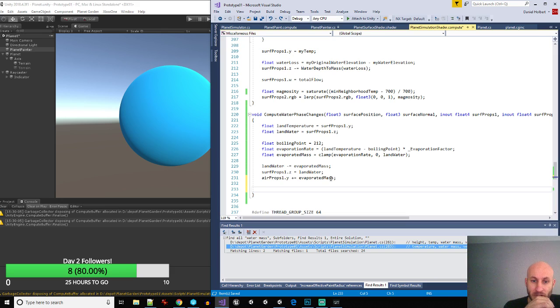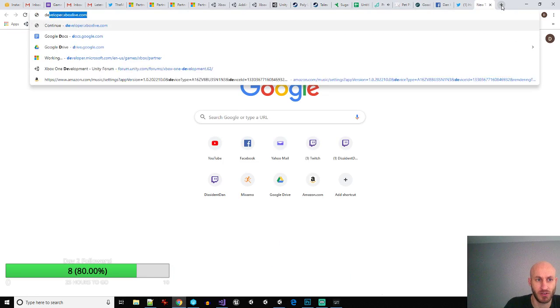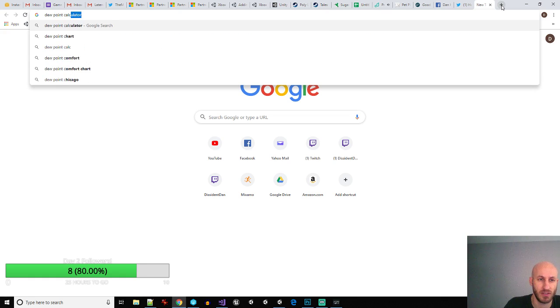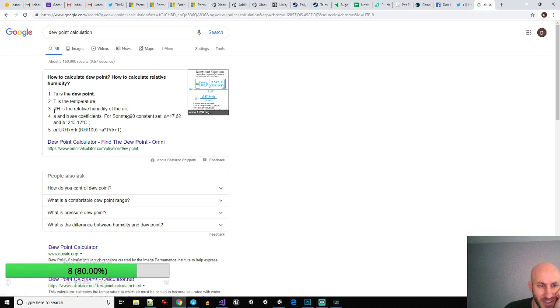Gotta make it rain. Gotta make it rain. So let's make it rain. So float air temperature equals air profs 1.y. That's important because the temperature affects the condensation point, the dew point, essentially. So I'm gonna just Google really quickly dew point calculation. The internet is fantastic. Alright, so relative humidity.